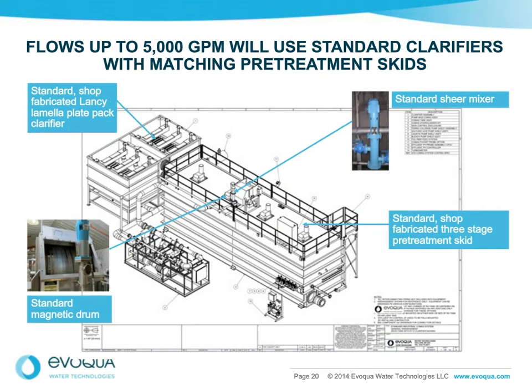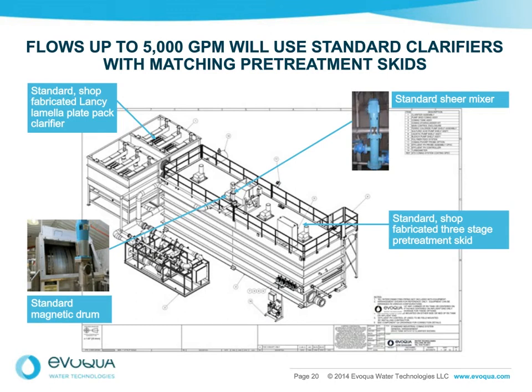With flows up to 5,000 gallons per minute, single or multiple shop-fabricated skids can be used. As shown in this slide, the shop-fabricated skids consist of a three-stage pretreatment skid, which contains the coagulant, ballast, and polymer reaction tanks, and also included are the inline shear mixer, the recovery drum, and the chemical delivery systems for the coagulant, acid, caustic, and polymer, as well as the electrical control panel.